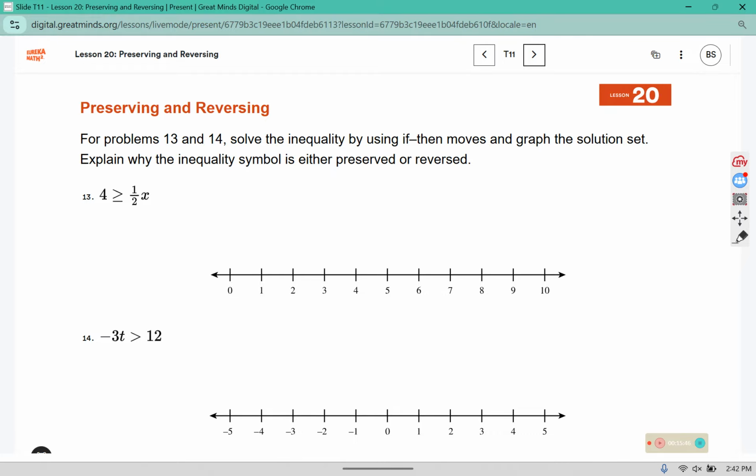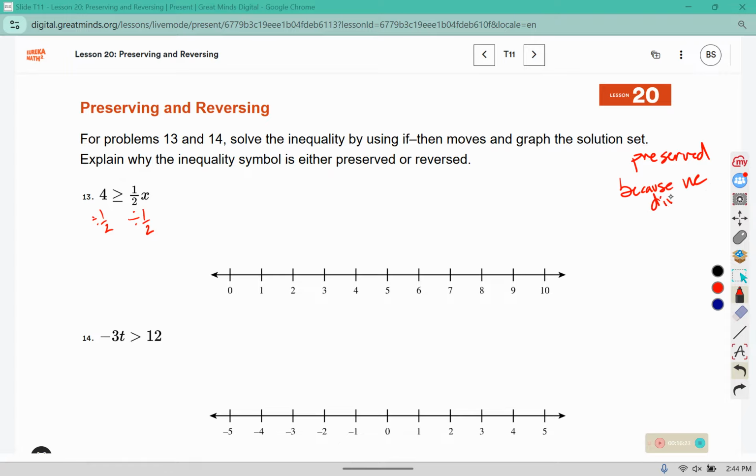So for problems 13 and 14, solve the inequality using those if-then moves, graph the solution set, and explain why it is either preserved or reversed. So here, it's multiplied by 1/2. So we would divide by a half on both sides. Dividing by a positive number does not reverse the symbol. So this one we're going to say is preserved because we divided by a positive.